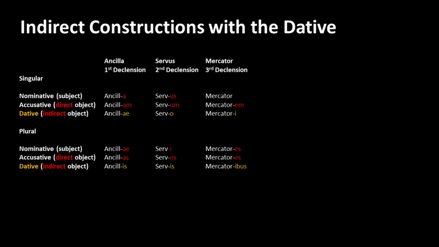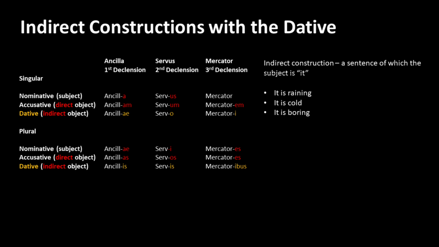First, I should define indirect construction. An indirect construction is a sentence of which the subject is it. As ever, here are some English examples of indirect construction. It is raining. It is cold. It is boring. And have a look at this one. It is necessary for Anthony to drink water.